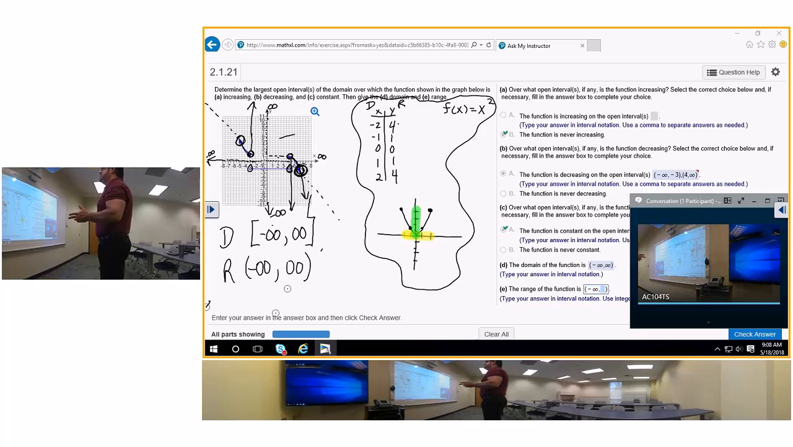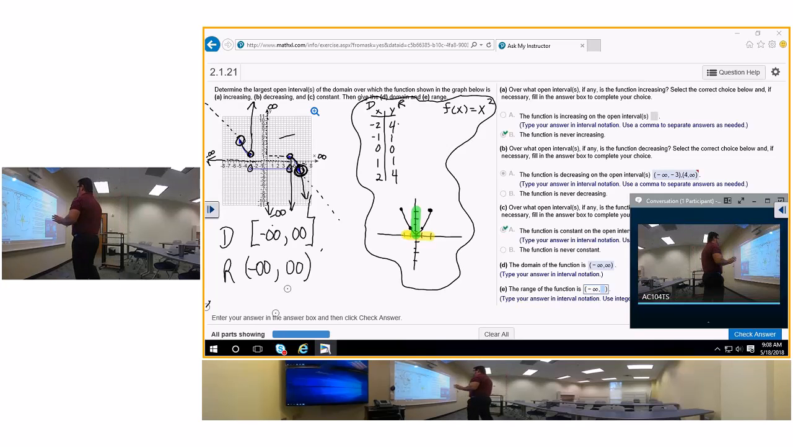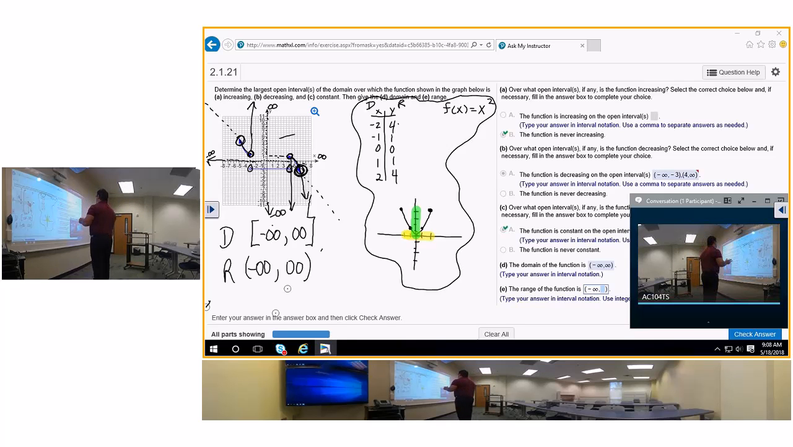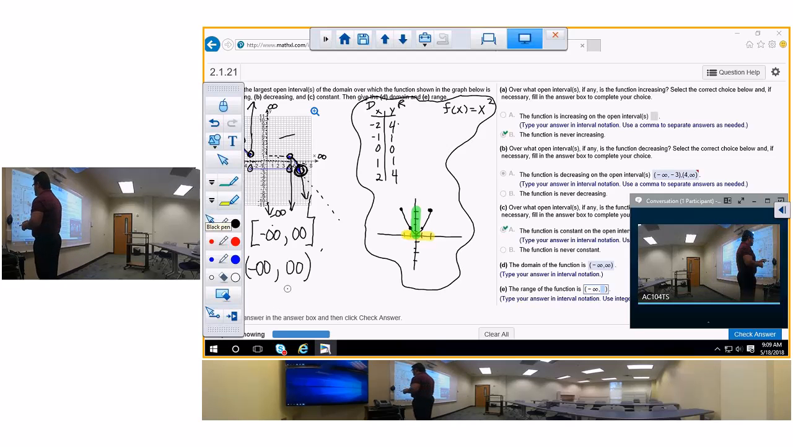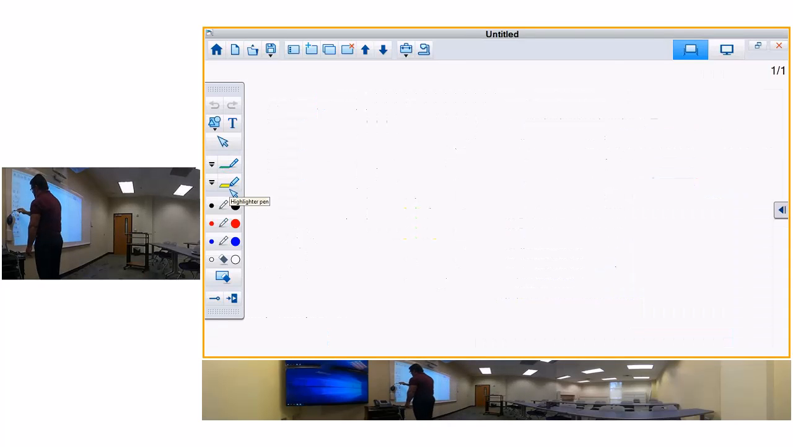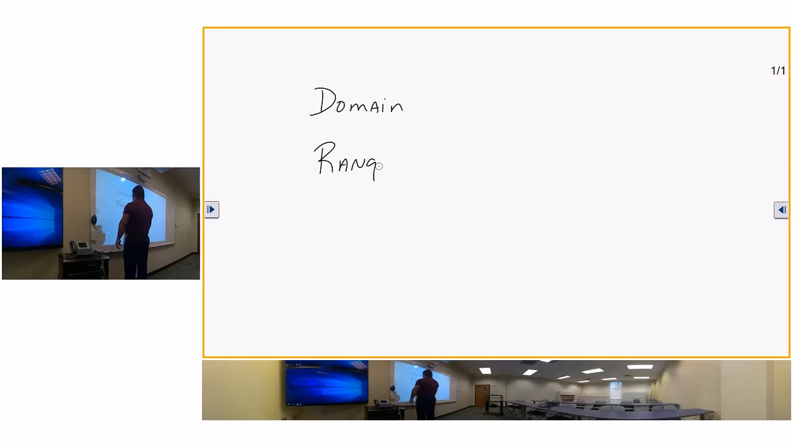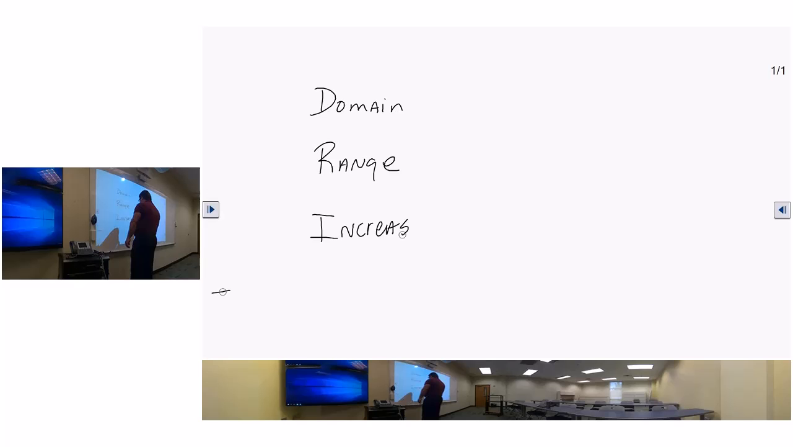Now, what about increasing and decreasing? Well, it's real easy to do increasing and decreasing. Okay, first of all, let me talk about one other thing. I'm going to go to the whiteboard here because I'm going to kind of switch gears on you real quick. All right. There's the domain. There's the range. There's increasing. And then there's decreasing.